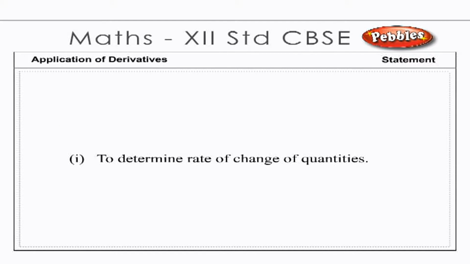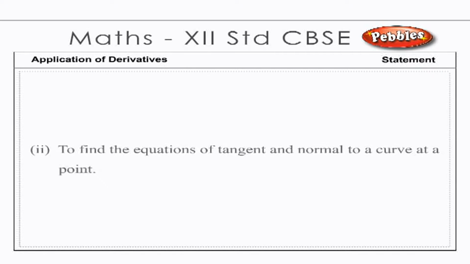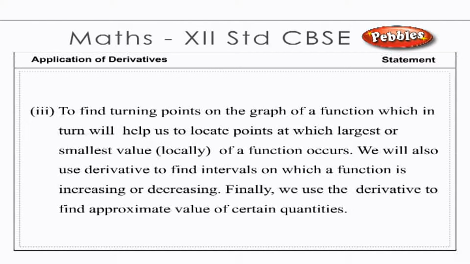1. To determine the rate of change of quantities. 2. To find the equations of tangent and normal to a curve at a point. 3. To find turning points on the graph of a function, which in turn will help us to locate points at which the largest or the smallest value of a function occurs. We will also use derivatives to find intervals on which a function is increasing or decreasing, and finally we use the derivative to find approximate values of certain quantities.